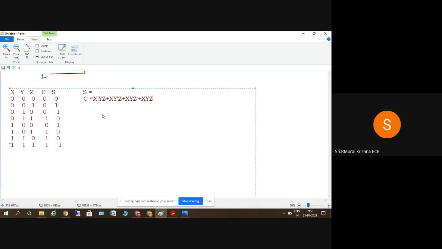So this is the expression for carry here, and for sum: x bar y bar z, plus x bar y z bar, plus x y bar z bar, plus x y z.